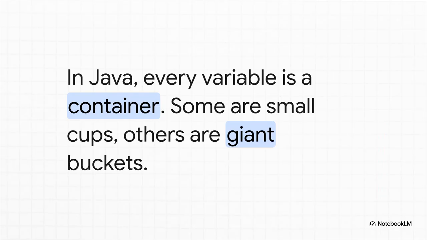To really get a handle on this, I want you to forget about the code for just a second. Picture this. Every single variable you create in Java is just a container. And the data you put inside, that's the liquid. The whole secret to understanding this stuff is just knowing the size of your container and what happens when you pour from one to another.